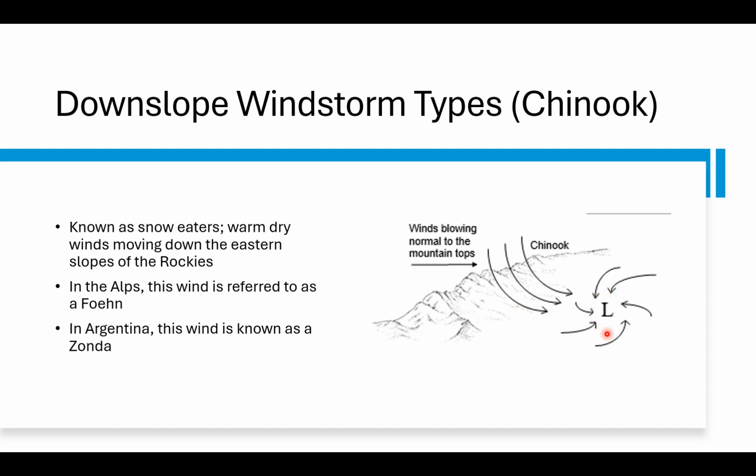You'll notice also that when you sometimes get these downsloping winds on the lee side of the Rockies, you can get the development of an area of low pressure, generally to the east of those particular mountains. That is referred to as lee side cyclogenesis.